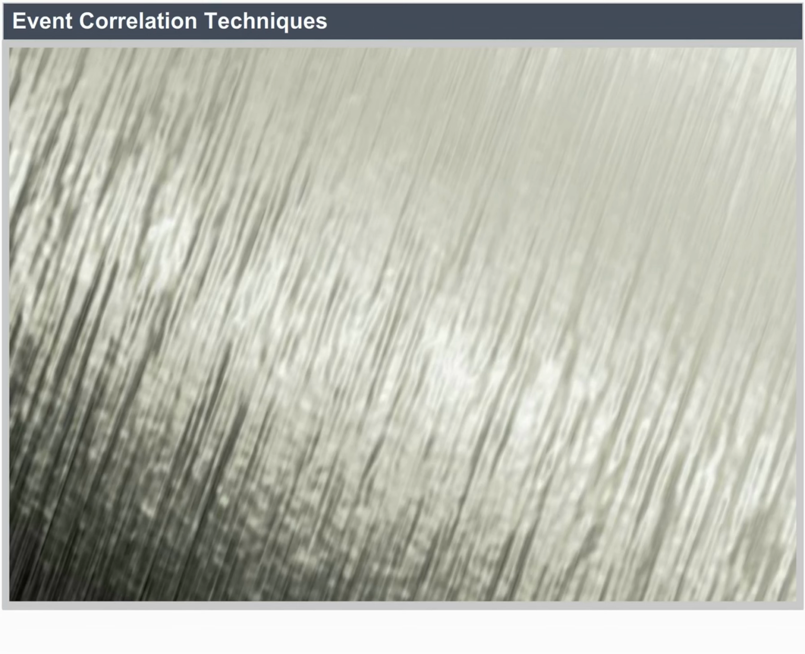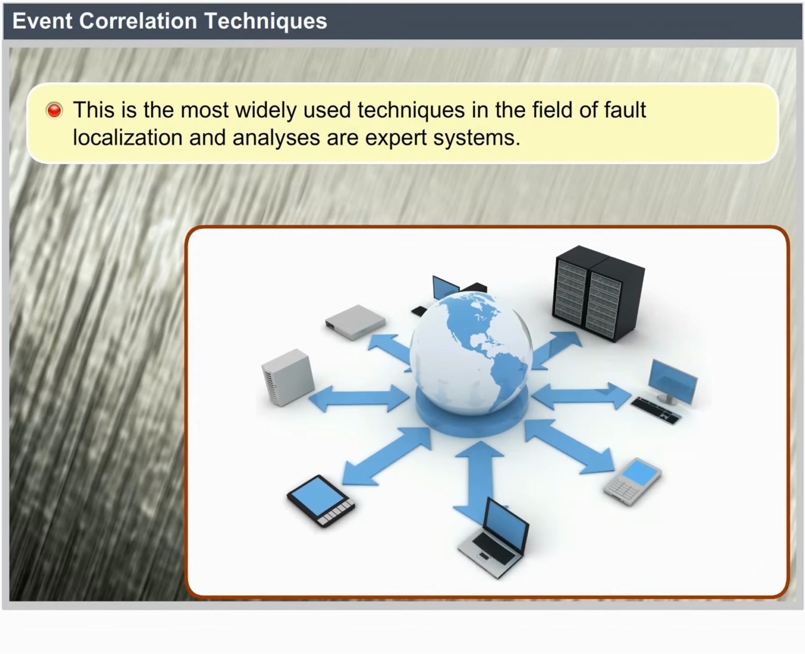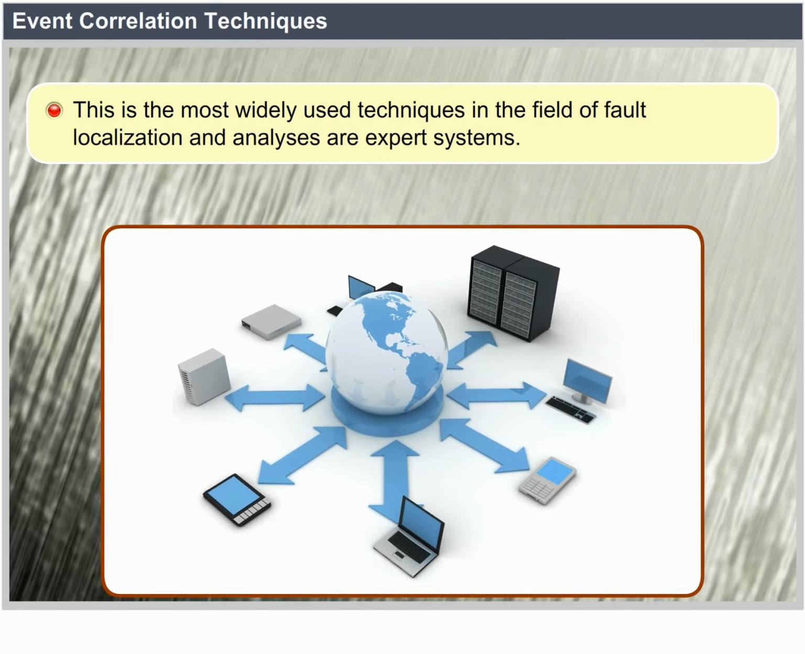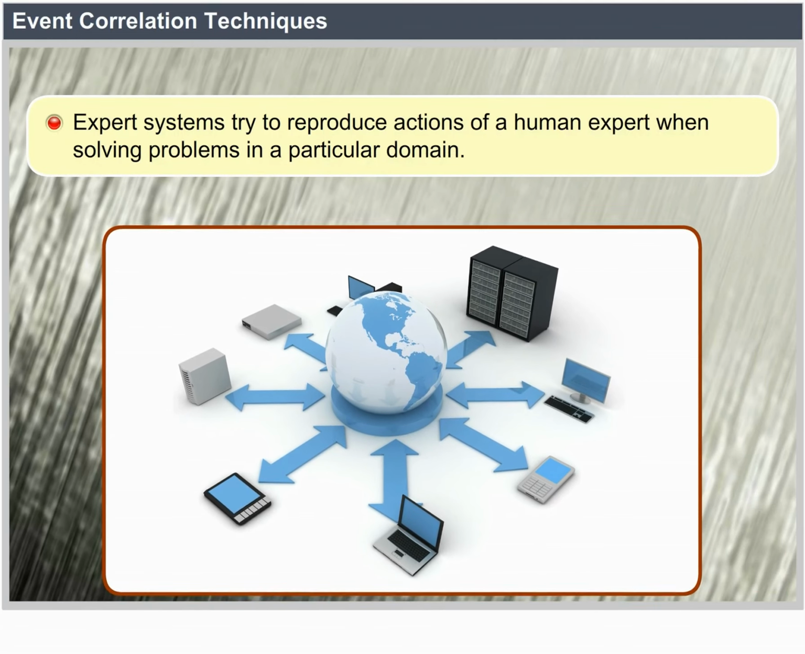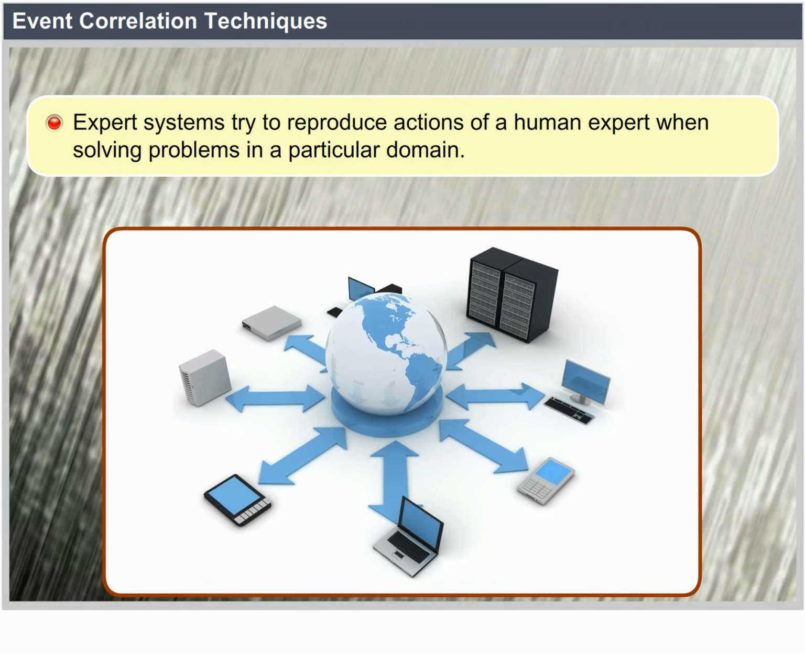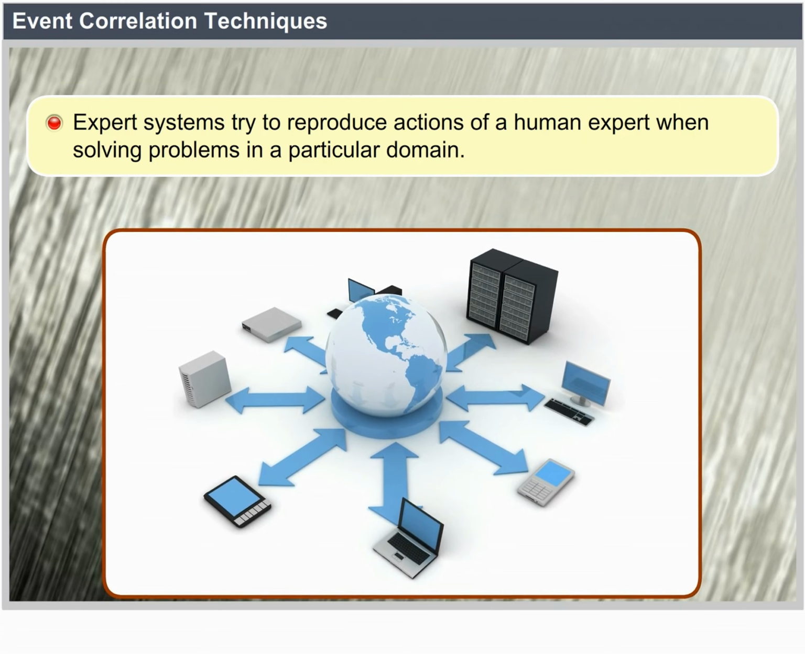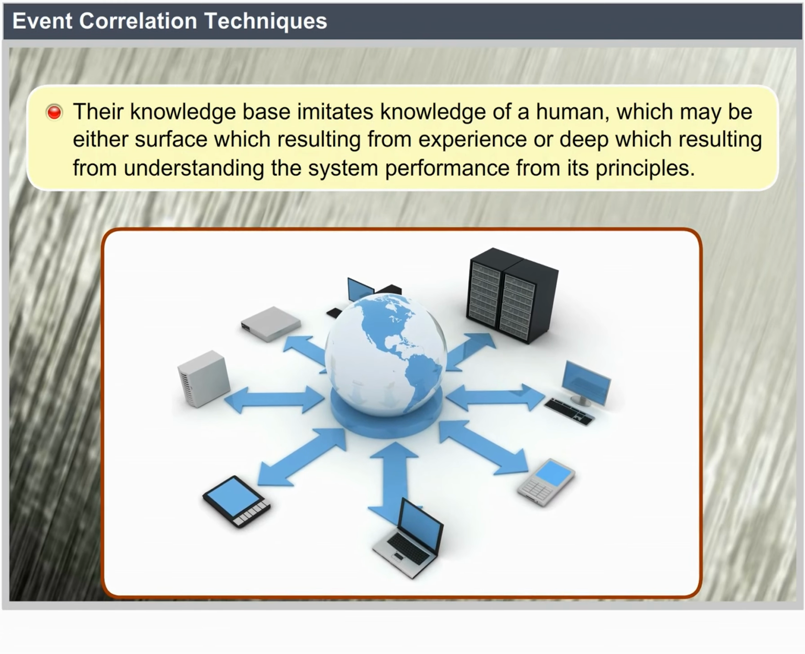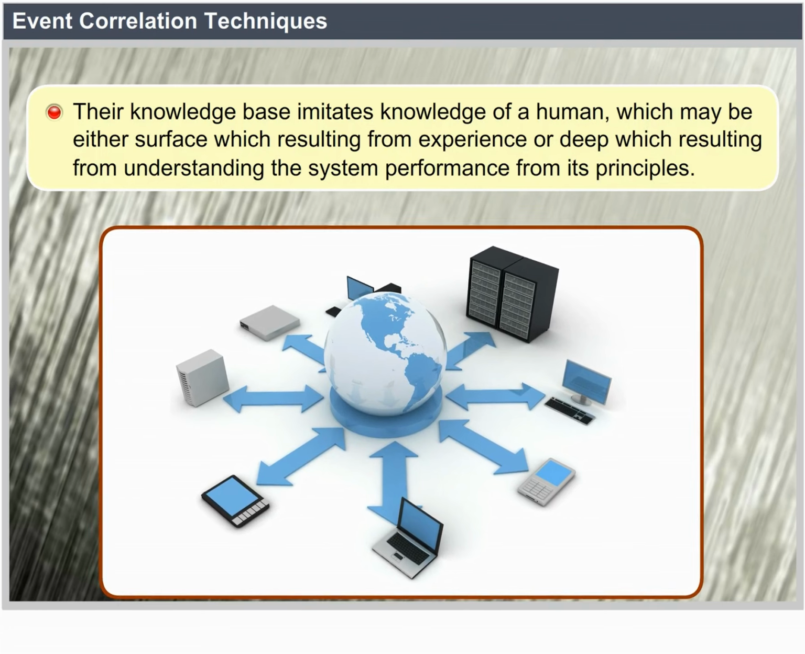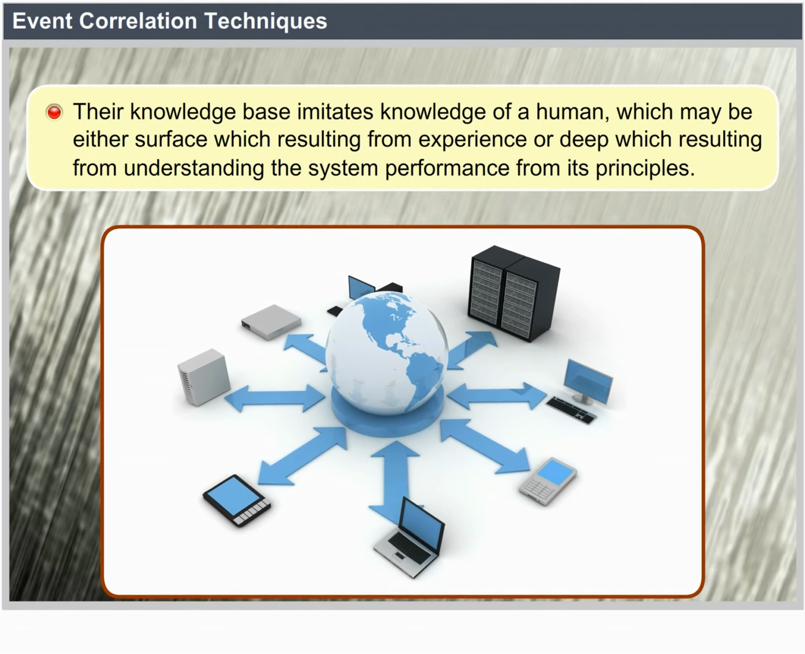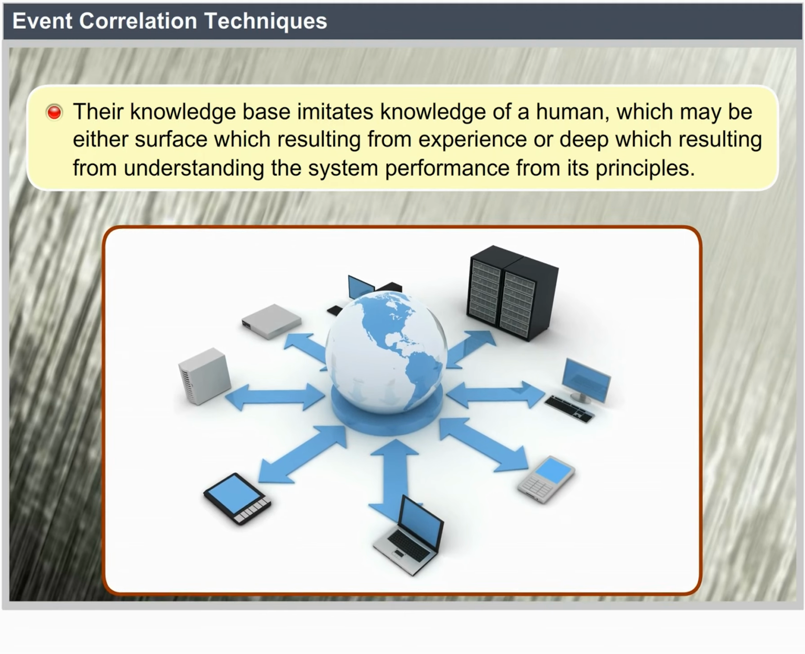Event correlation techniques. The most widely used techniques in the field of fault localization and diagnosis are expert systems. Expert systems try to reflect actions of a human expert when solving problems in a particular domain. The knowledge base imitates knowledge of a human, which may be either surface, resulting from experience, or deep, resulting from understanding the system behavior from its principles.